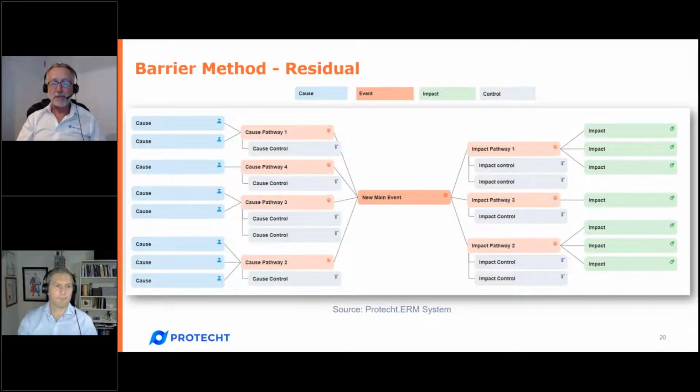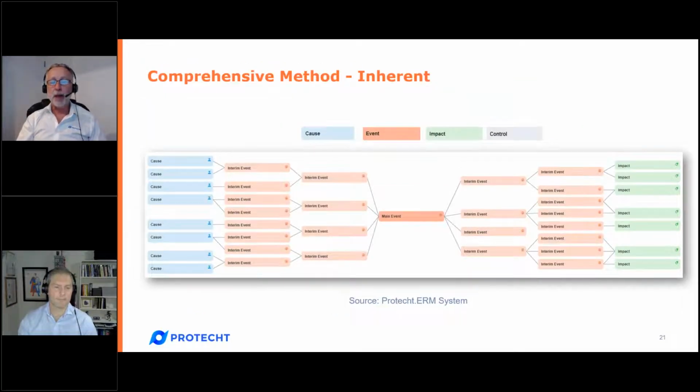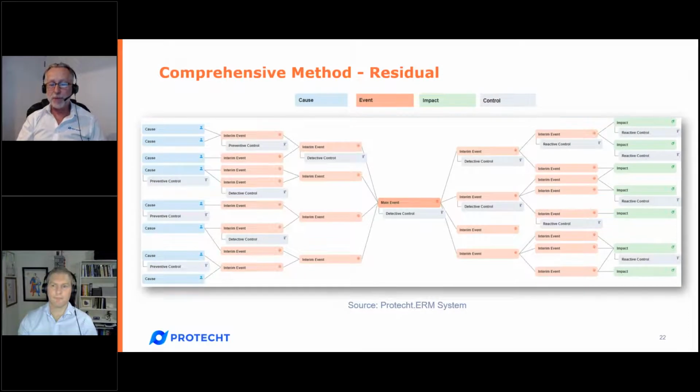Now, in terms of the comprehensive method, there it is. This time we're now including the interim events on the left and interim events on the right, and we now attach the controls not on the pathway, but to the actual node to which they relate. Now, obviously, there's a bit more work in the comprehensive method compared to the barrier method. All I would say is fit for purpose. If you don't need to go the comprehensive, use barrier. If, however, you're doing analysis of an incident or a complex risk, it's really quite useful, we find anyway, to use the comprehensive. Use them fit for purpose.